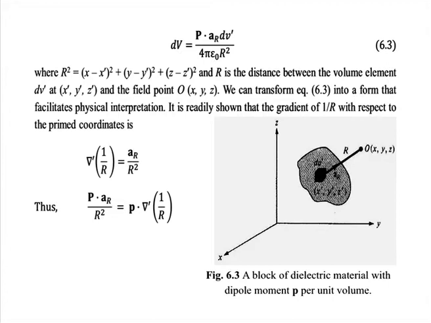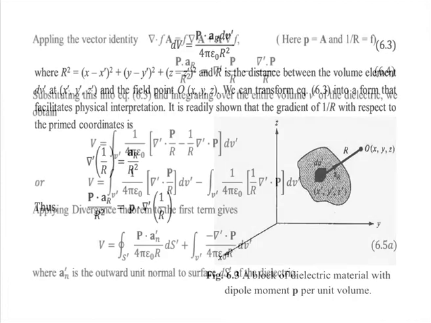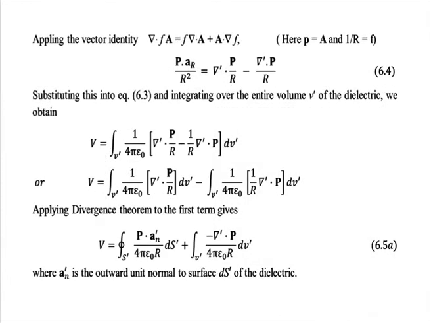R square. Now, it is readily shown that the gradient of 1 by R with respect to the primed coordinates is given by del prime of 1 by R is equal to a_R upon R square. Thus, P dot a_R by R square is equal to P dot the gradient prime of 1 by R. Now, applying the vector identity shown at the top of the slide, we get equation 6.4, P dot a_R by R square is equal to the divergence prime of P by R minus the divergence prime of P, all divided by R.